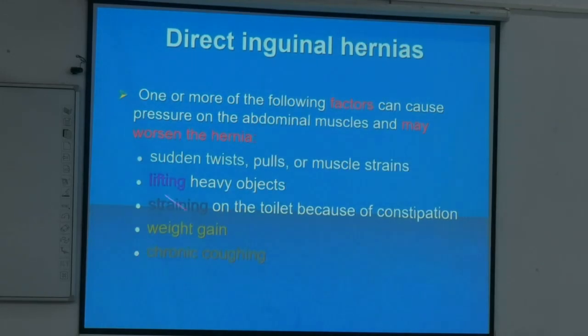Next, one or more of the following factors can cause pressure on the abdominal muscle and may worsen the hernia. What are the factors worsening the hernia? Sudden twists, pulls or muscle strains, lifting heavy objects, straining on the toilet because of constipation, weight gain and chronic coughing. These factors worsen the hernia.